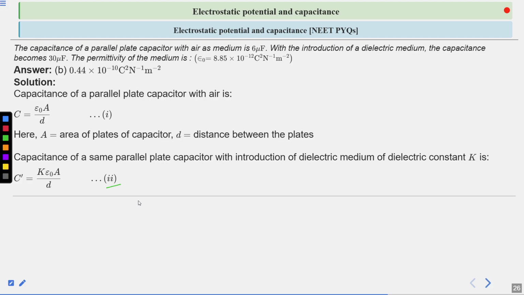So what is the permittivity of the medium? This is the permittivity of free space, epsilon naught. The permittivity of the medium is epsilon, and epsilon is given by epsilon naught epsilon r. So this is the permittivity of the medium, this is the permittivity of free space, and this is the relative permittivity. The dielectric constant is equal to the relative permittivity.